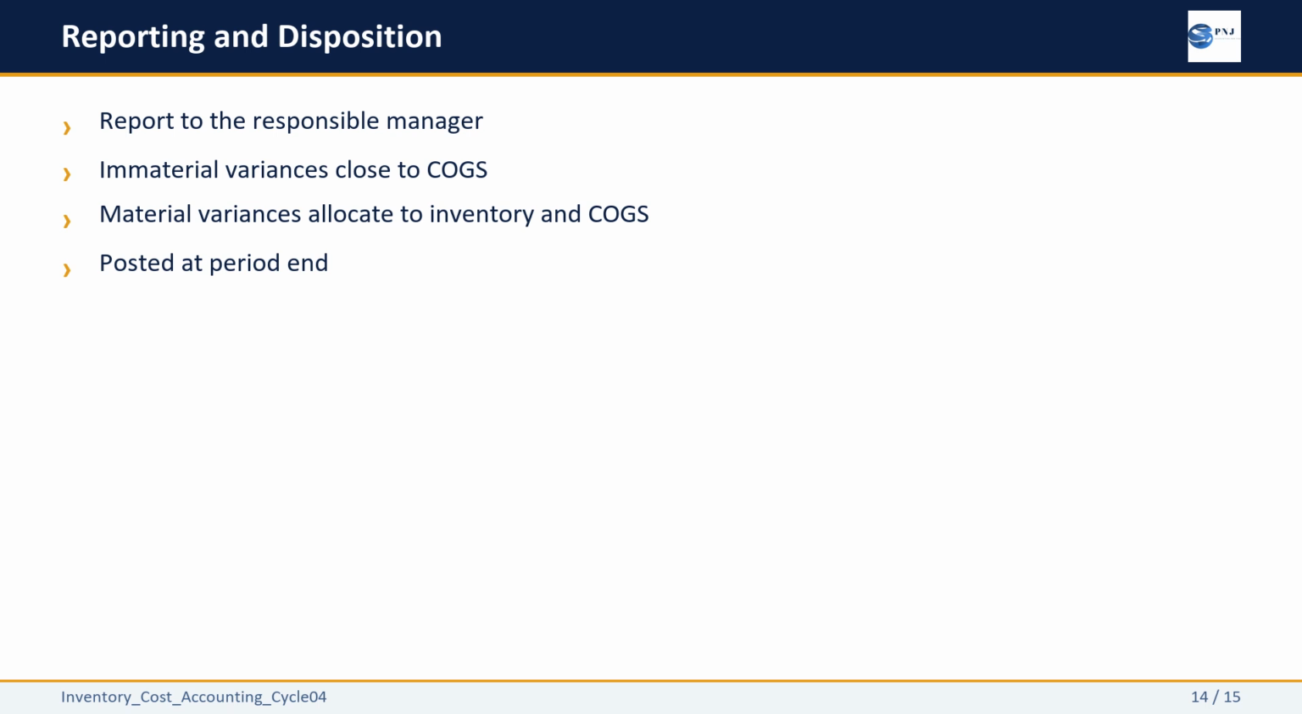If the total variance is immaterial, less than 10% of total applied costs, you close it entirely to cost of goods sold. If it is material, you allocate it proportionally across ending inventory, that is raw materials, work in process and finished goods, and cost of goods sold based on their relative balances. That allocation keeps the balance sheet reflecting actual cost, not standard.